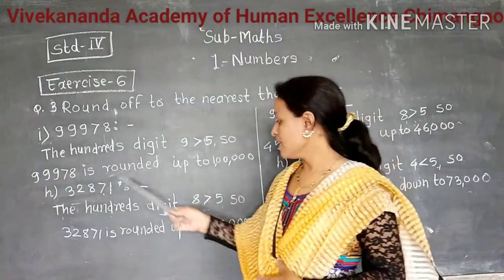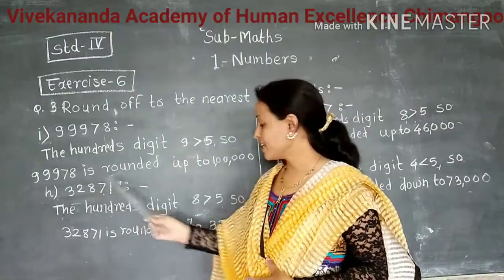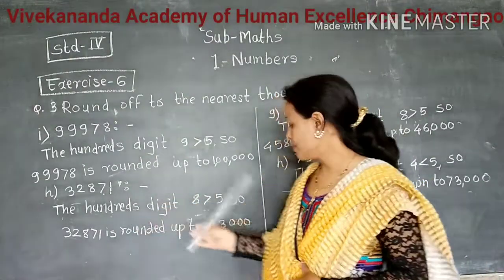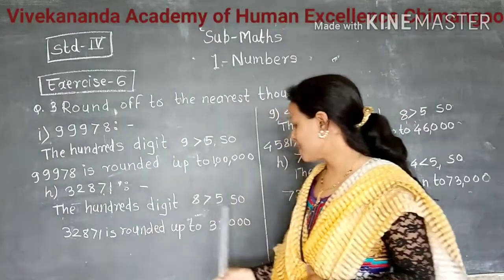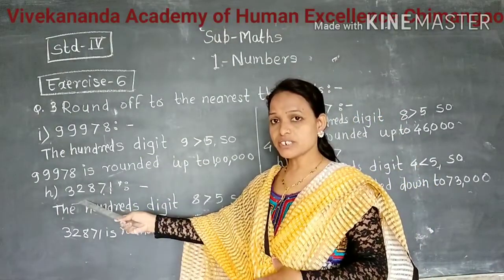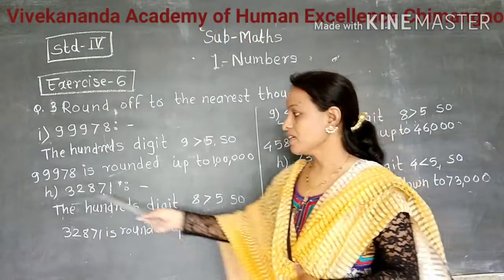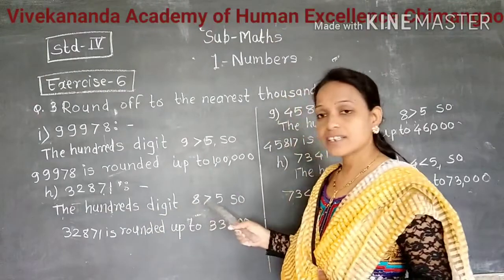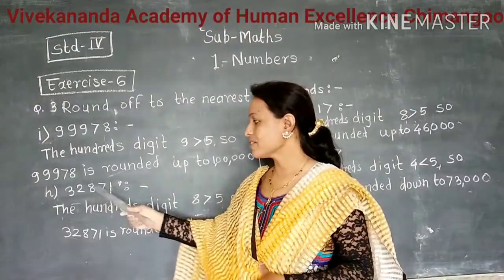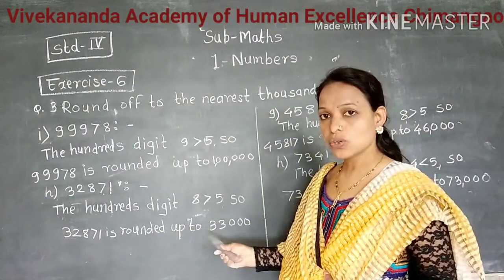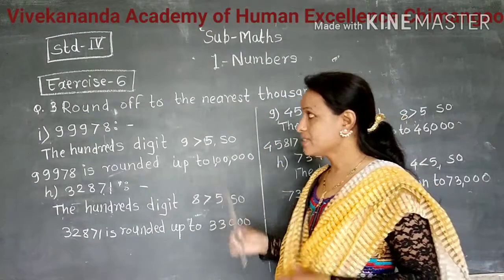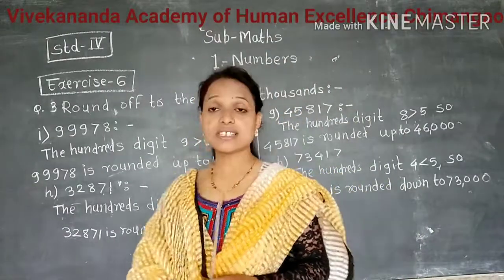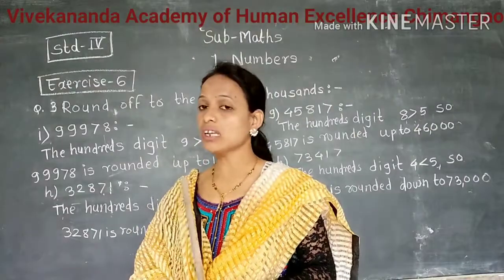32,871. Here the hundreds digit is 8, which is greater than 5. So the ones digit 1 replaced by 0, tens digit 7 replaced by 0, hundreds digit 8 replaced by 0, and the thousands digit 2 is increased by 1, 2 becomes 3 and 3 remains the same. So the answer: the hundreds digit 8 is greater than 5, so 32,871 is rounded up to 33,000. In this way, you have to solve question number 3. All examples of exercise 6, I have shown how to solve. You copy down in your notes.